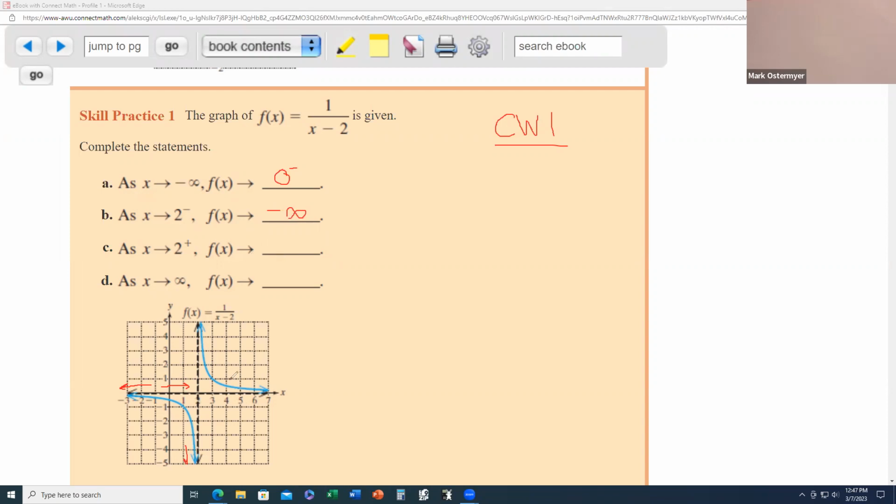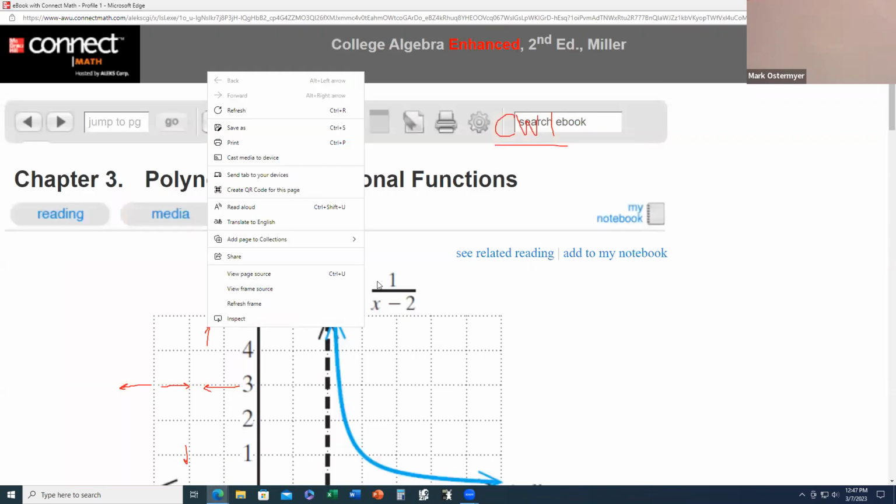As x is approaching positive 2 from the right of positive 2, that's what C is saying. So we're on the x-axis, moving towards positive 2 from the right of positive 2. Our graph is going up towards positive infinity.